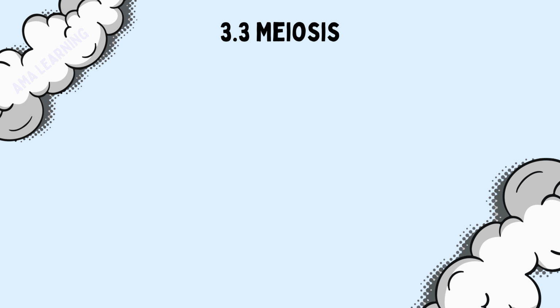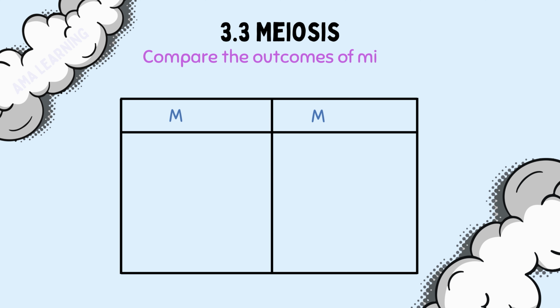Let's apply what we have learnt to another past paper question. It is common for meiosis to be tested alongside mitosis. So once again, this question will test your understanding of specification point 2.3 as well. This GCSE style question asks us to compare the outcomes of mitosis and meiosis.